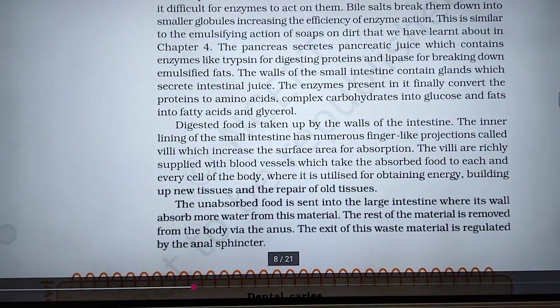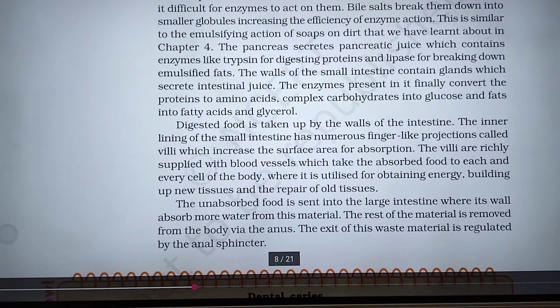The digested food is taken up by the walls of the intestine. The inner lining of the small intestine has numerous finger-like projections called villi, which increase the surface area for absorption. The villi are richly supplied with blood vessels, which take the absorbed food to each and every cell of the body.